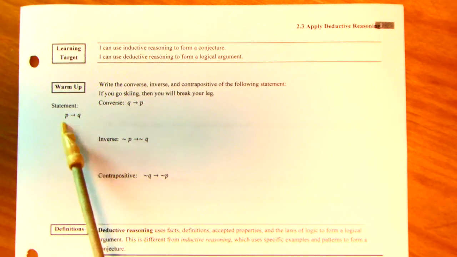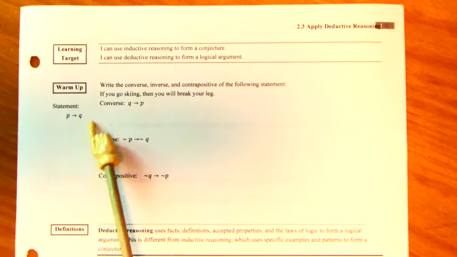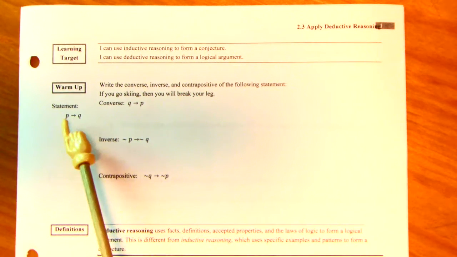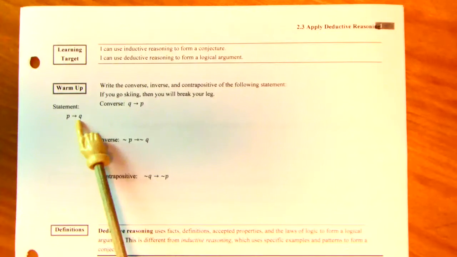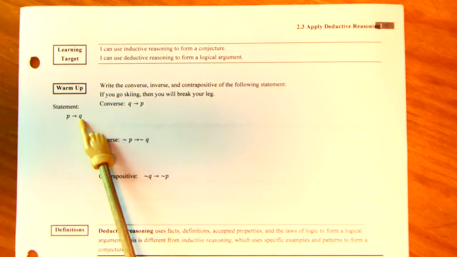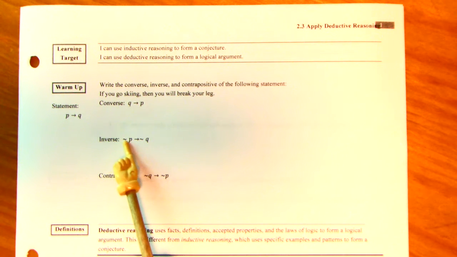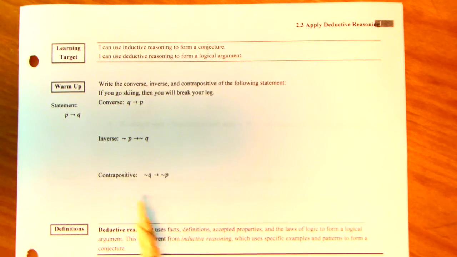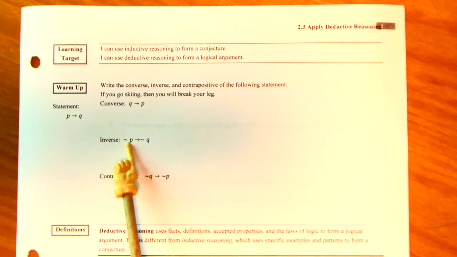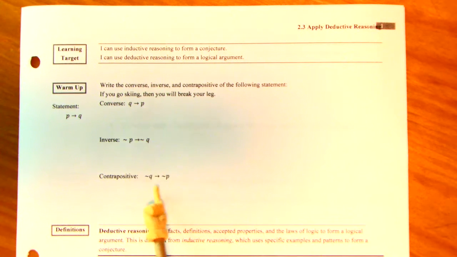First thing I want to show you, aside from the learning target, is this right here. This is the notation for the hypothesis and the conclusion, so for your regular statements. And this means you switch them around. That little tilde is negation, meaning not the hypothesis, not the conclusion. Not the hypothesis and not the conclusion, and then the contrapositive, you switch those around.